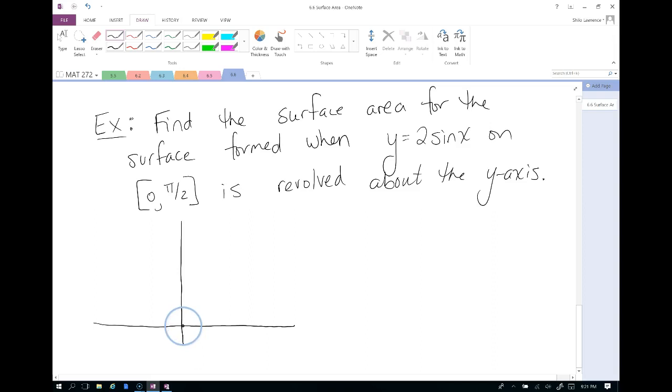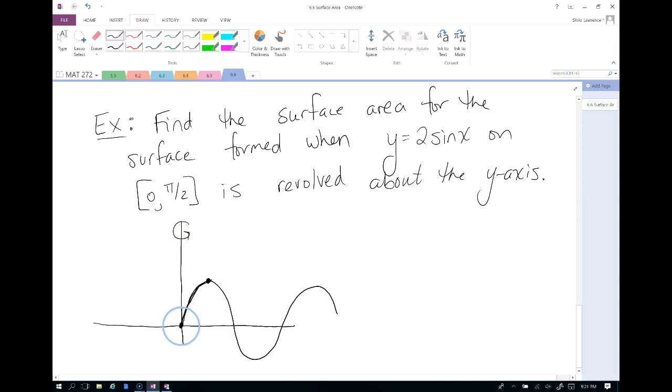So the sine graph looks like this. Remember, we call it the sine wave because it just goes up and down forever. The piece from 0 to pi over 2 is just from here to here, so we really don't need the rest of it. We just want to take this piece and revolve it, and we're going around the y-axis this time.